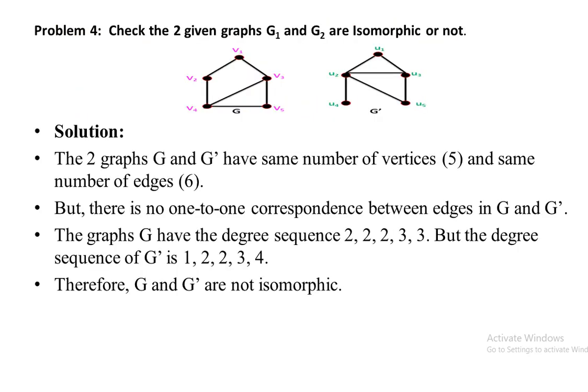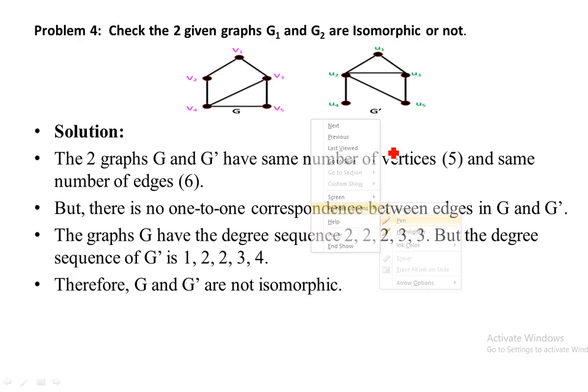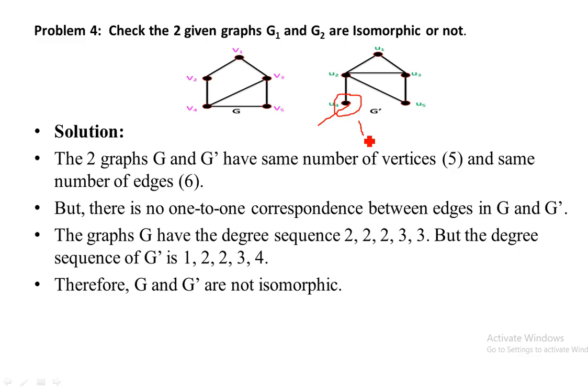Come to the third one, the same, right? 3 plus 2, 5 vertices and 5 vertices. 1, 2, 3, 4, 5, 6 edges, 6 edges. Then what about here? Directly we can say it, right? Simply watch, we can understand. Here there is a pendant vertex. What is meant by a pendant vertex? The degree of this vertex is 1.